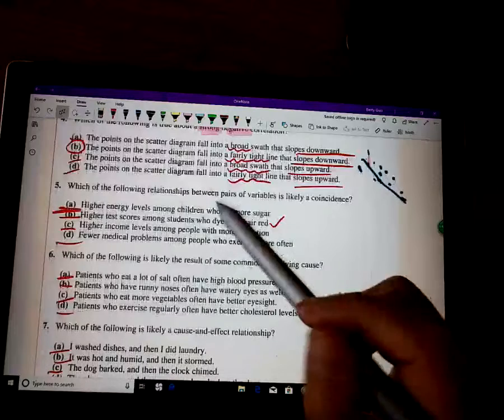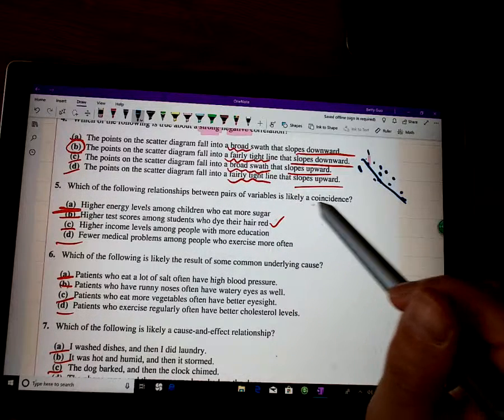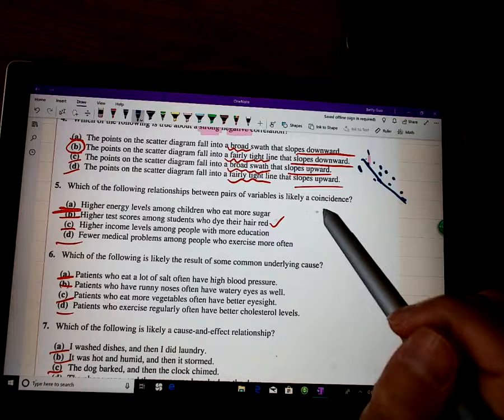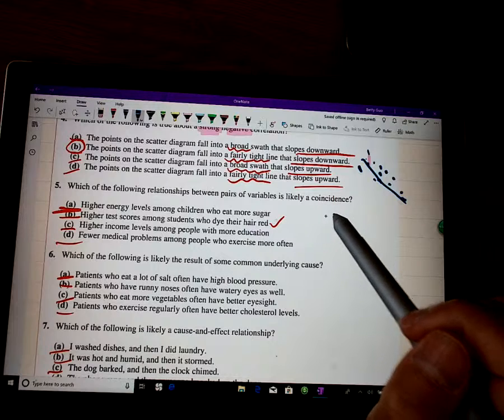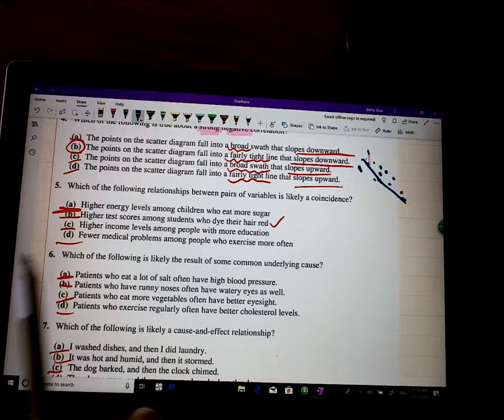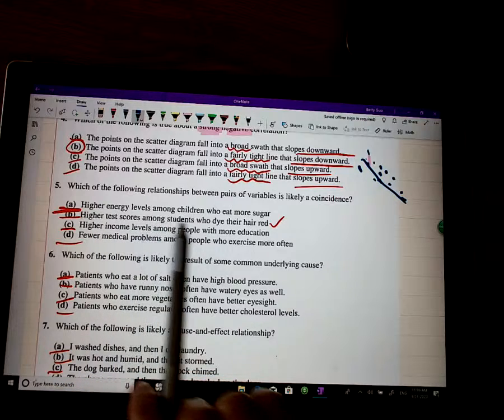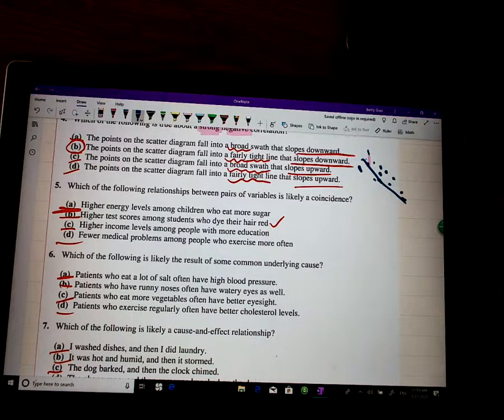5. Which of the following relationships between pairs of variables is likely a coincidence? Remember the three possible explanations for correlation? The first one is coincidence. A. Higher energy levels among children who eat more sugar. Well, I would say it makes sense. Eating more sugar gives the children more energy. I would say one causes the other. B. Higher test scores among students who have a higher dietary rate. Coincidence.